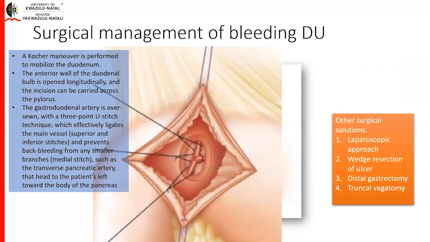Who can we ask? Sipilani? Yes, what is the question? So the question is, why do we do truncal vagotomies? What is the purpose of that? What is a truncal vagotomy?